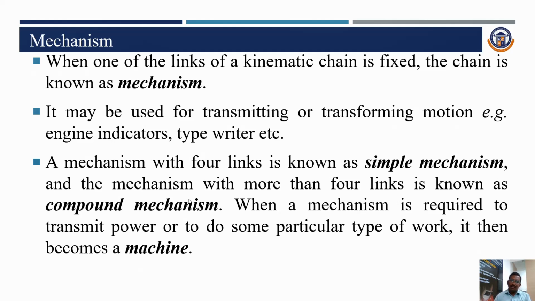Next is the compound mechanism. A compound mechanism has more than four links. It has five, six, seven, and so on. When a number of links are joined together, it forms a machine.